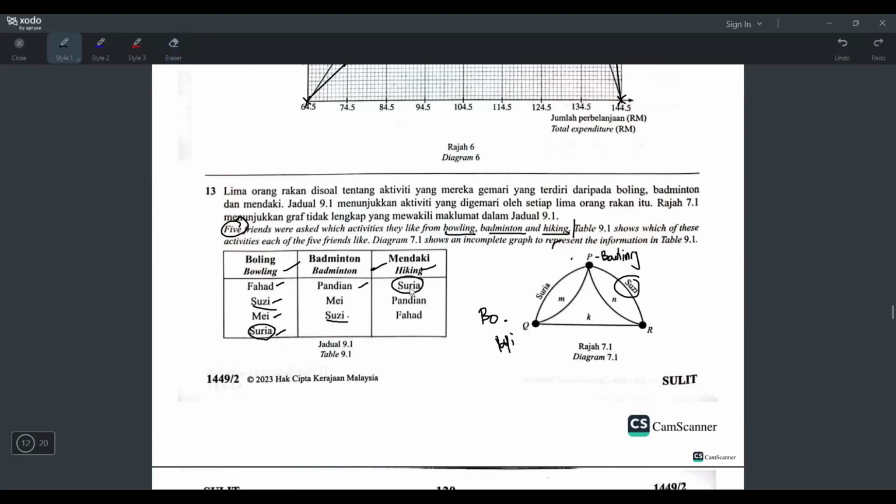And Suzy ada lagi satu game is badminton. So this one confirm badminton. R is badminton. And then the yang tinggal di sini hiking. Okay? So this one is hiking.